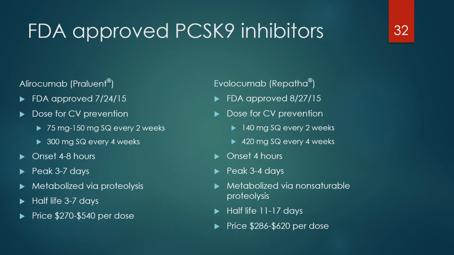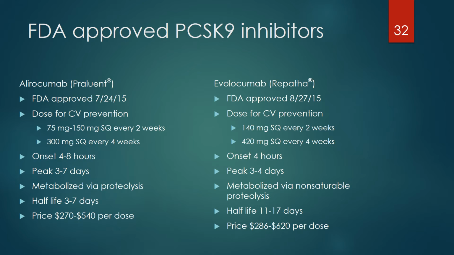So we have two FDA-approved PCSK9 inhibitors, evolocumab or Repatha and alirocumab or Praluent. They were basically FDA approved at the same time, a month apart. They both are dosed for cardiovascular prevention. They both have a every-2-week dose of 140 for the evolocumab and 75 to 150 for the alirocumab, or a once monthly dose for both of them.